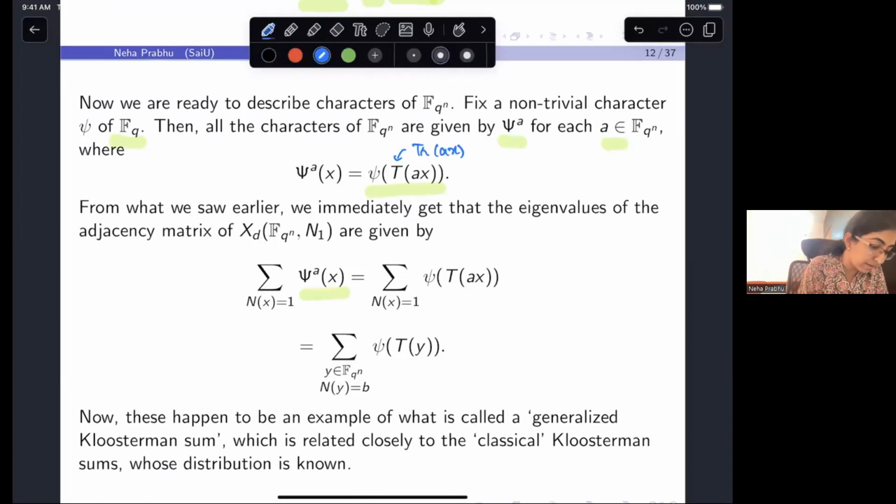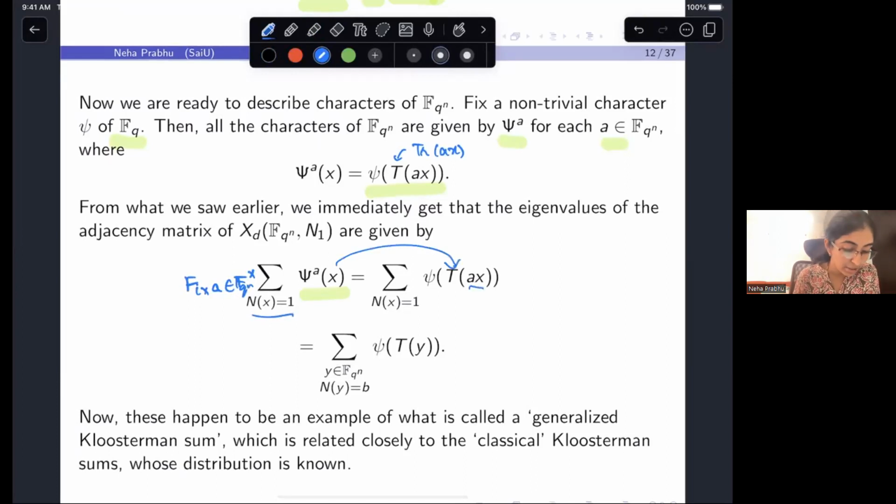So you fix an a. So fix a, in Fq cross. Again, if you just take 0, you'll just get the trivial character. So we are looking at the others. If you sum over the elements of norm 1, this by the definition is just psi of t trace of ax.